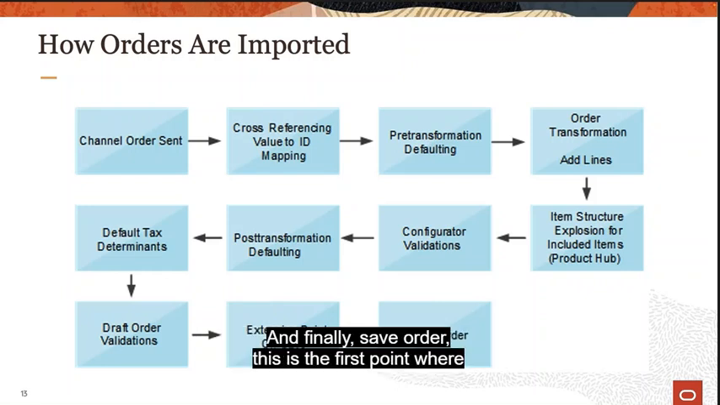And finally, save order. This is the first point where the order is saved in the process. This flow applies to importing standard items. Later in the lesson, we'll cover what changes when you import other item types. Transformation is covered in the transformation lesson, and extensions are covered in extending order management.